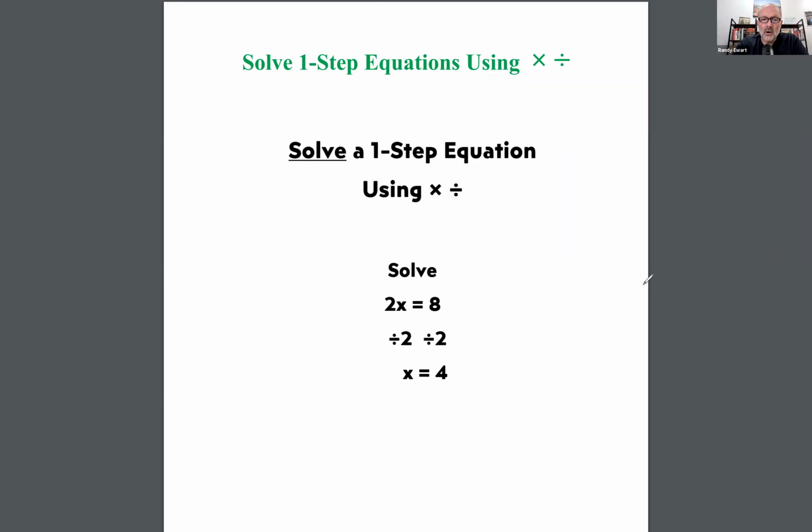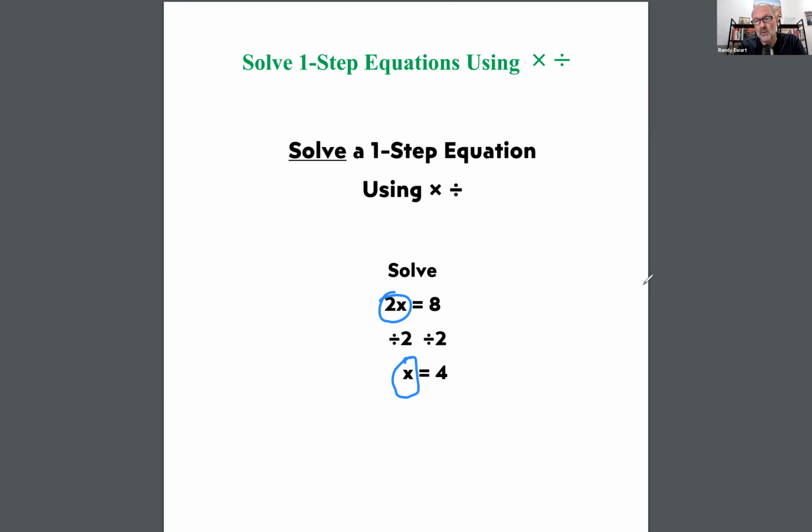So what we saw is when we're solving and there's multiplication and division, we're still getting the x by itself, but when it's a multiplication problem, we'll divide. If it's a division problem, we'll multiply. Those are inverse operations, multiplication and division. They cancel, give you 1. 1 times x is x. Bada bing, bada boom. There is your answer.